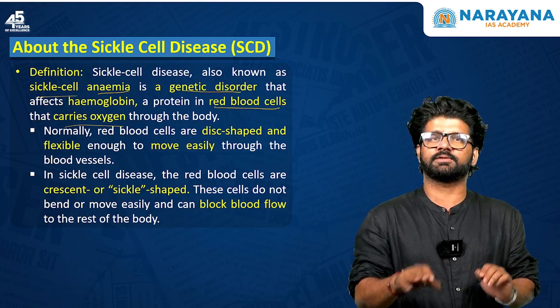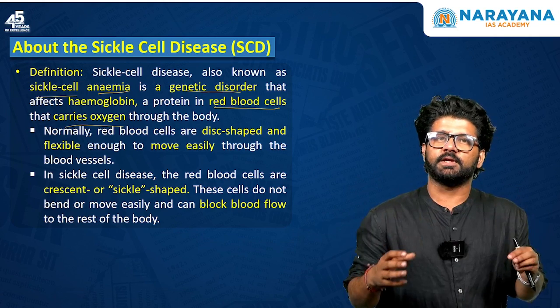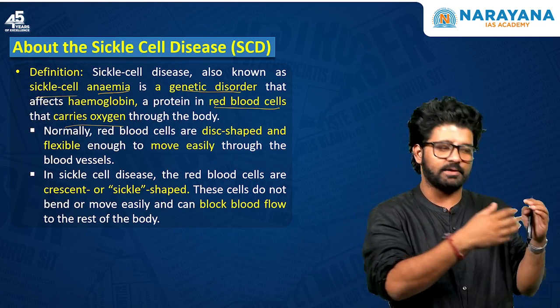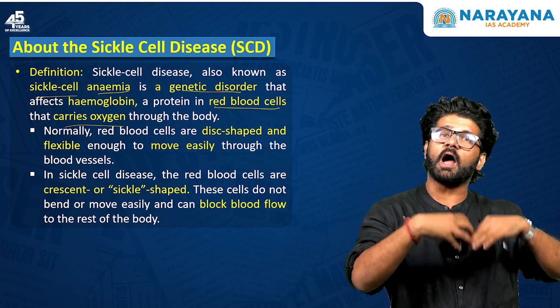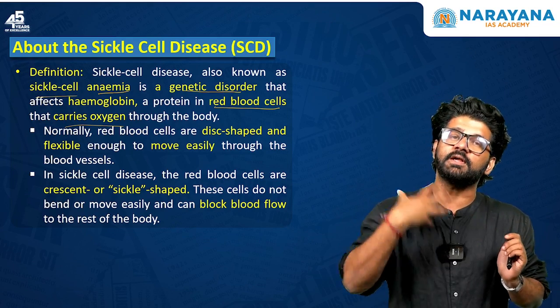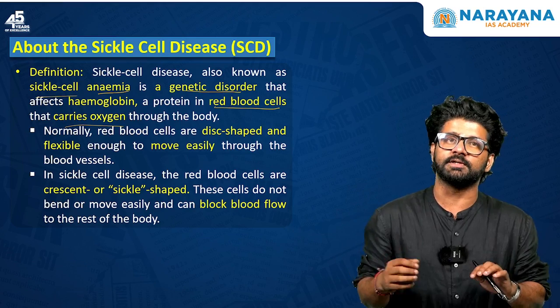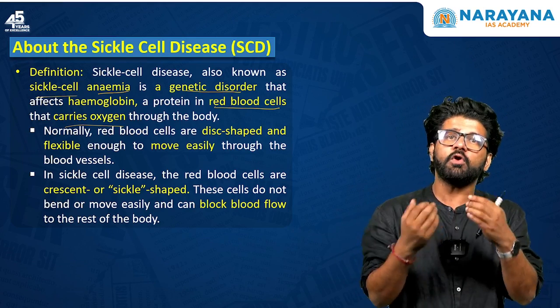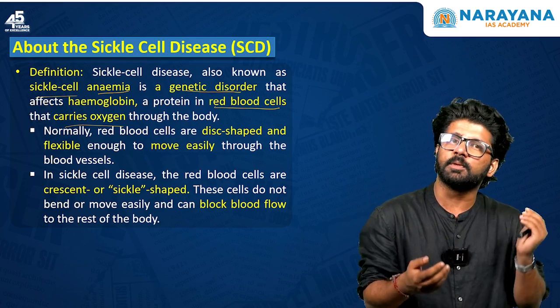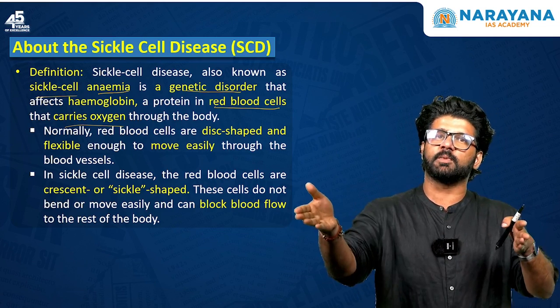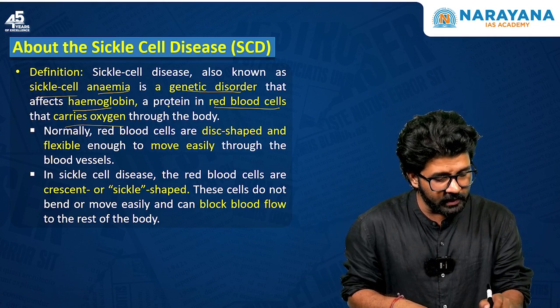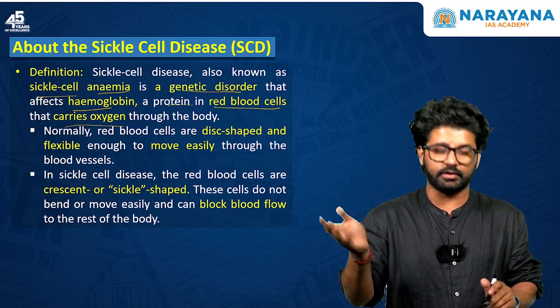Please understand this. Let's say my mother has sickle cell disease and my father has sickle cell disease. Then in that scenario, I have a very high probability of catching sickle cell anemia. So it's a genetic disorder. And now we also understand why it is impacting tribal people the most, because this genetic mutation happened in them to fight against malaria. It affects hemoglobin, a protein in RBC, which carries oxygen through the body.